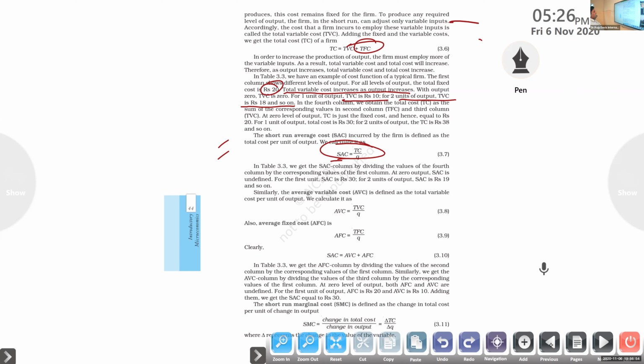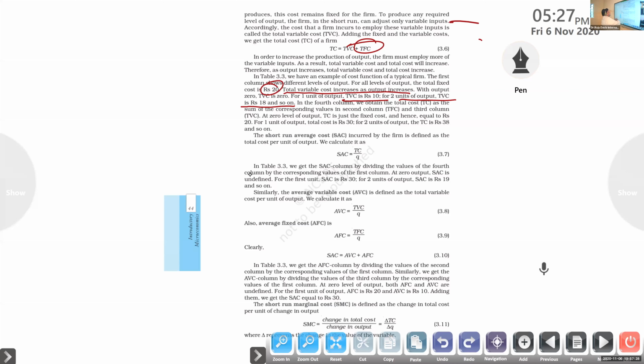Okay, come back. In table 3.3, we get the SAC column by dividing the values of the fourth column by the corresponding values of the first column. At 0 output, SAC is undefined. We are unable to define that. No calculation is possible. For the first unit, SAC is 30. For 2 units of output, SAC is rupees 19 and so on. Okay, I think the short run average cost is clear for you.